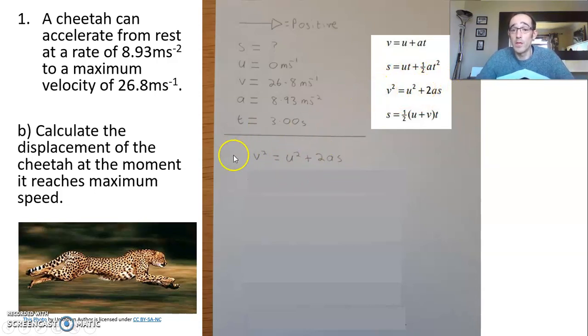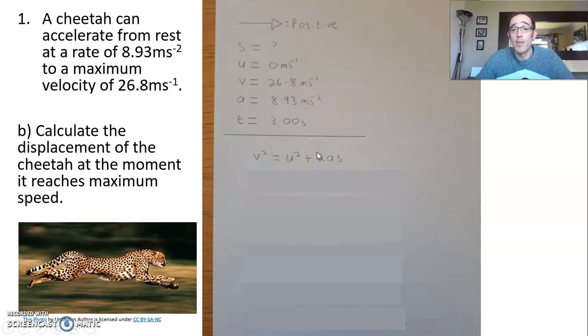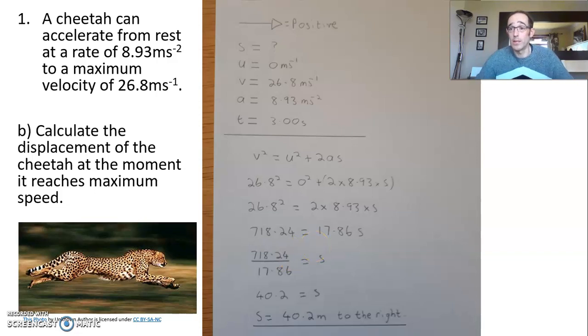So write down the equation v squared equals u squared plus 2as, then substitute in the data. So we get 26.8 squared equals 0 squared plus 2 times 8.93 times s. So simplifying the right hand side, the 0 disappears and we're left with 2 times 8.93 times s. So if we square this term here, we get 718.24, and that is equal to 17.86 s. And then if we divide both sides by 17.86, we get s equal to 40.2 meters.